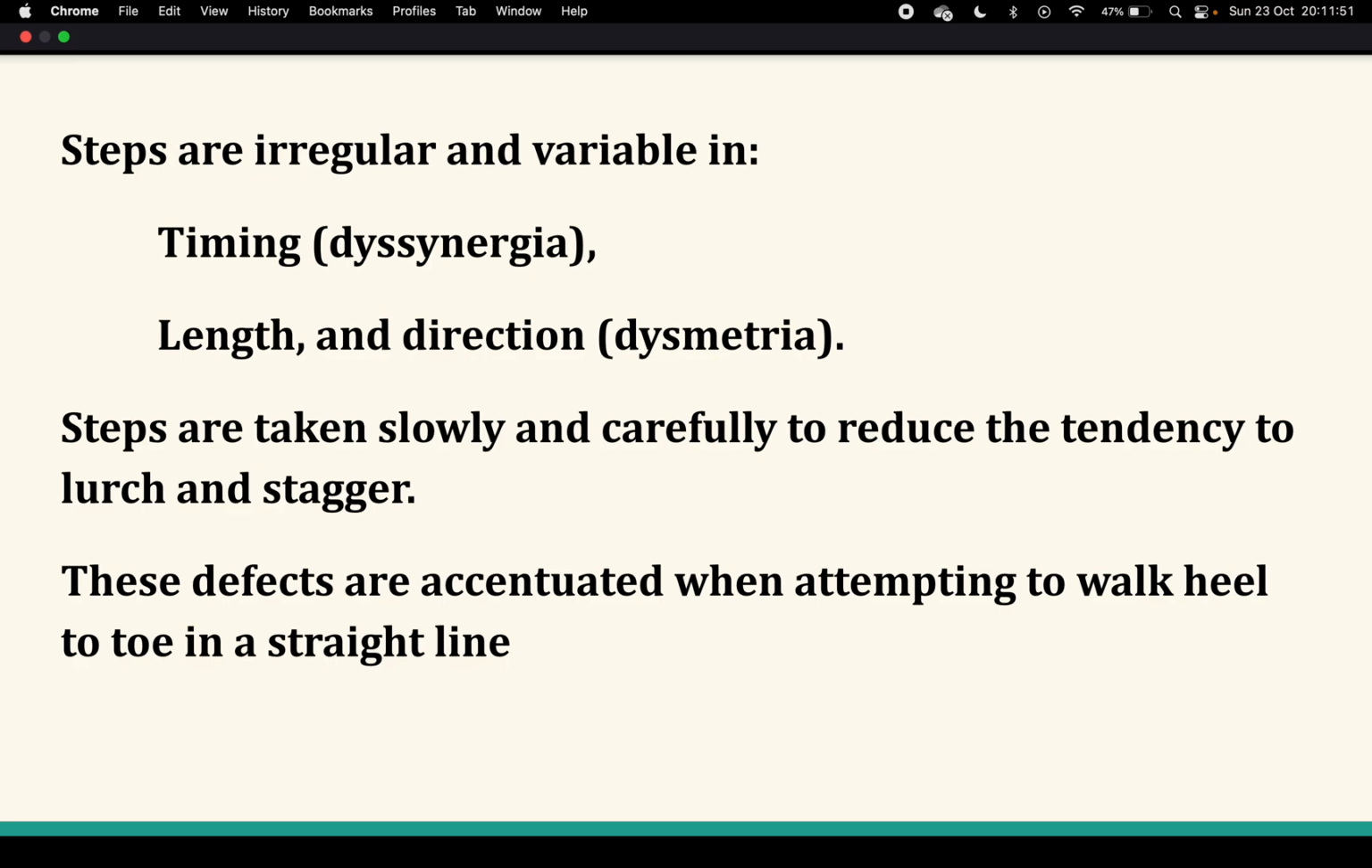Steps are irregular and variable in timing, that is dyssynergia, and in length and direction, that is dysmetria. Steps are taken slowly and carefully to reduce the tendency to lurch and stagger. These defects are accentuated when attempting to walk heel to toe in a straight line.